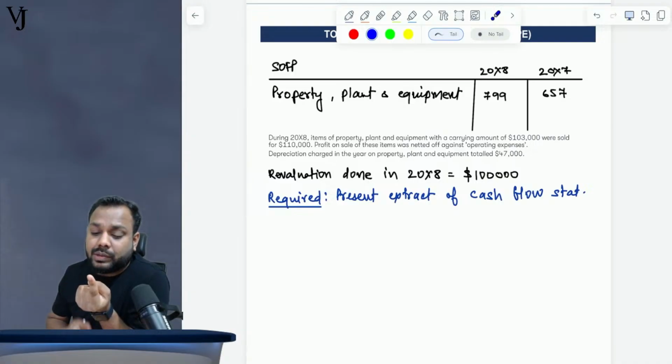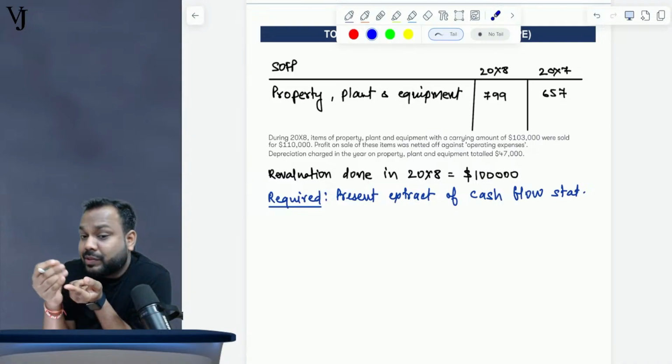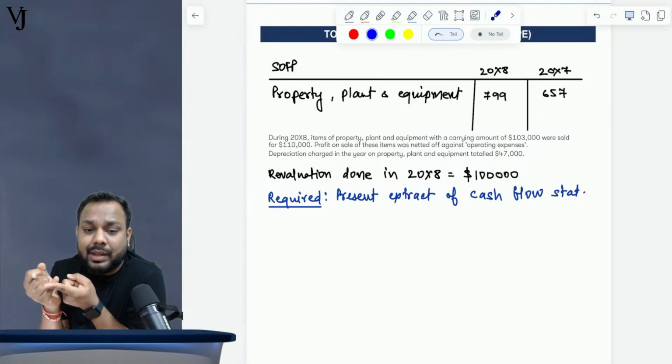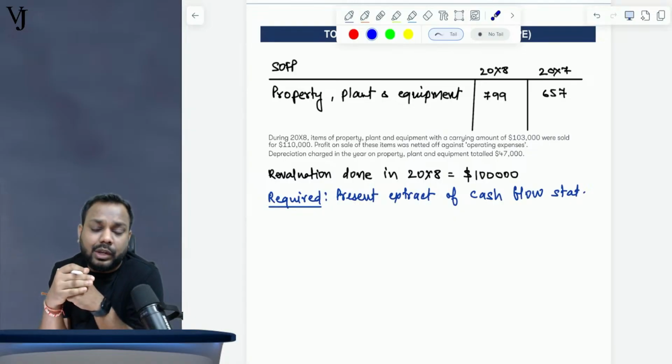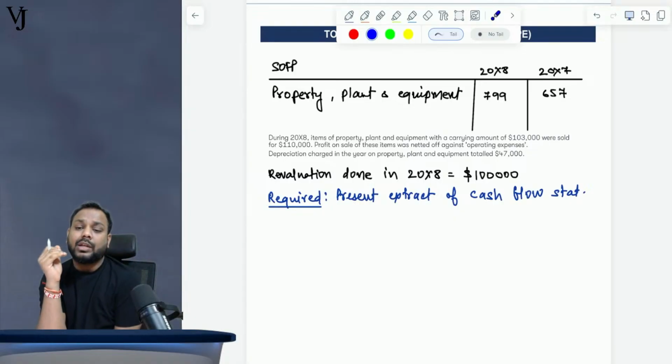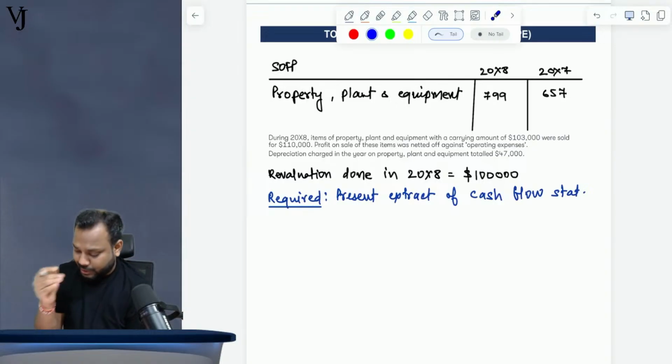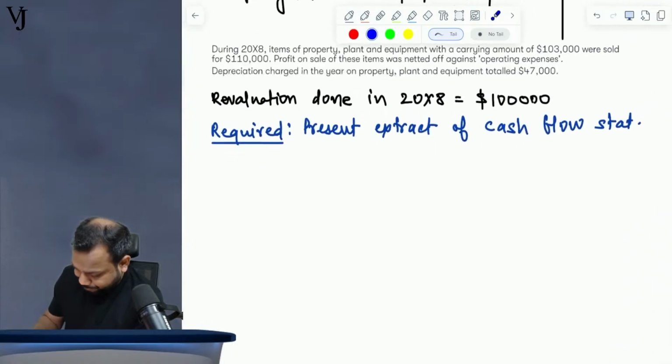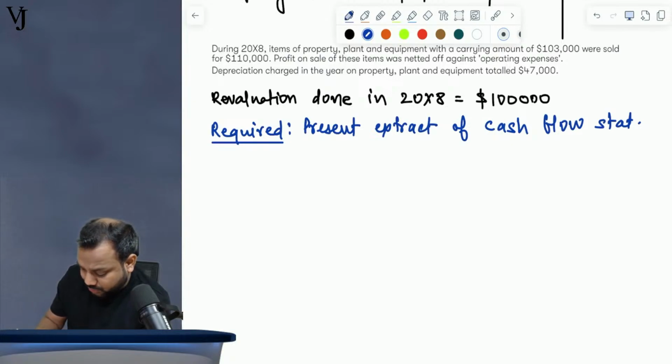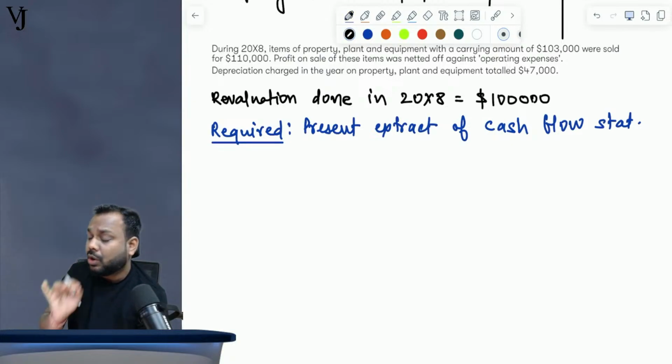One is the sale proceeds from the sale of an asset, and one is the cash paid to acquire a new asset. Okay, so now understand how to do that. Always follow this structure. What I'm teaching now, always follow the structure. You will never make any mistake.